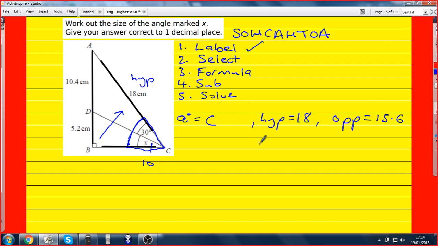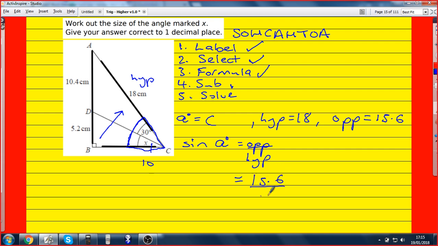Any idea what the formula is for that? I'm not sure. I haven't done this in about a year. Okay. So the S stands for sine. It's always sine of the angle, and it's always the first over the second, opposite over hypotenuse. Okay. So next we wrote the formula. Now sub in what you know. So the opposite over the hypotenuse is 15.6 over 18.